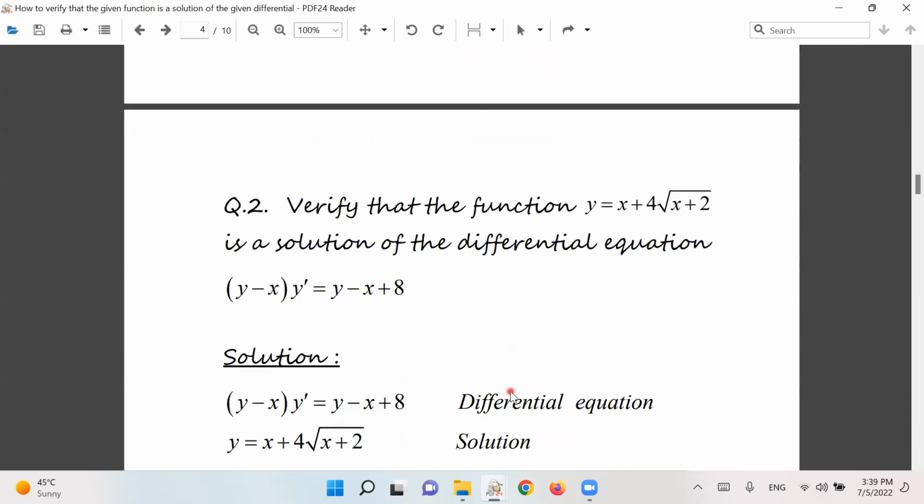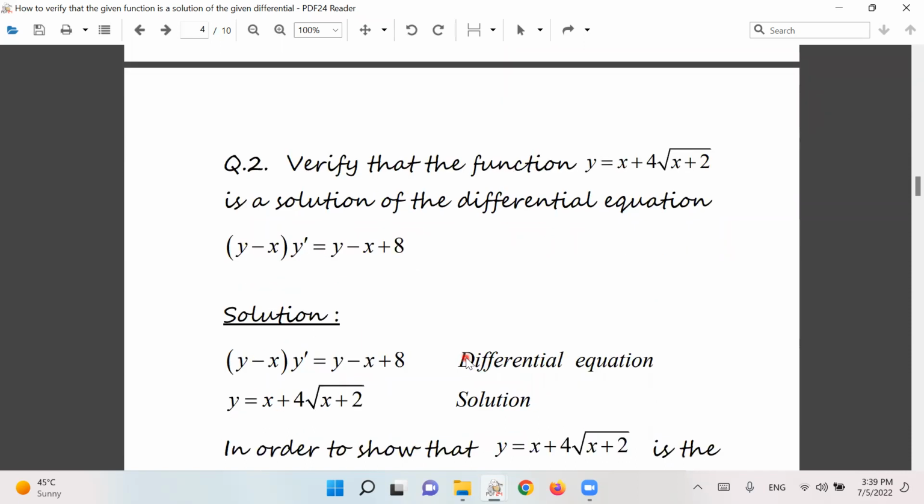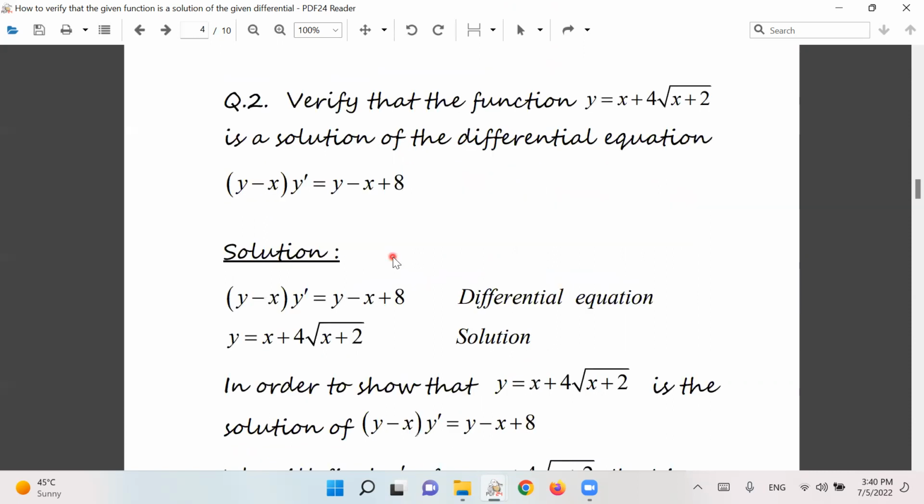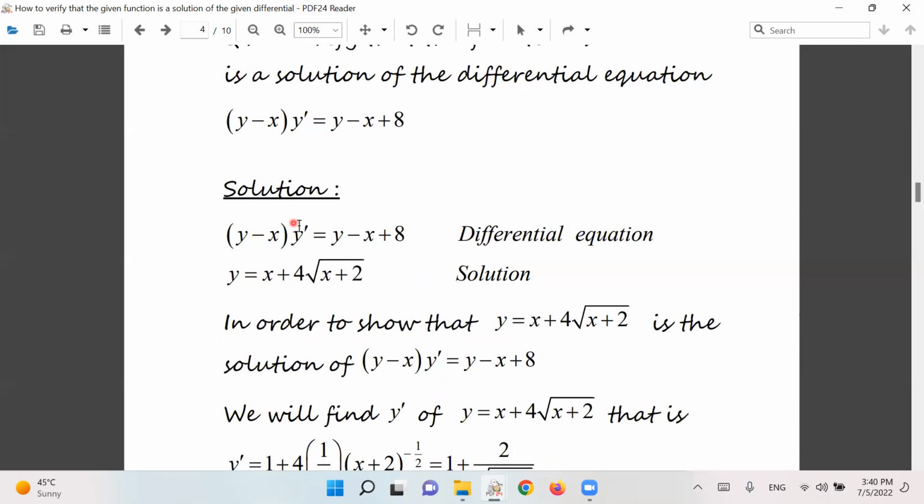So in order to check that case, we will do this question number 2. Verify that the function y equals x plus 4 times the square root of x plus 2 is the solution of the differential equation, which is given as y minus x times y dash equals y minus x plus 8. The first step in order to find that it is the solution of the given differential equation is that we have to find the first derivative. Okay, we are supposing that this is the solution.